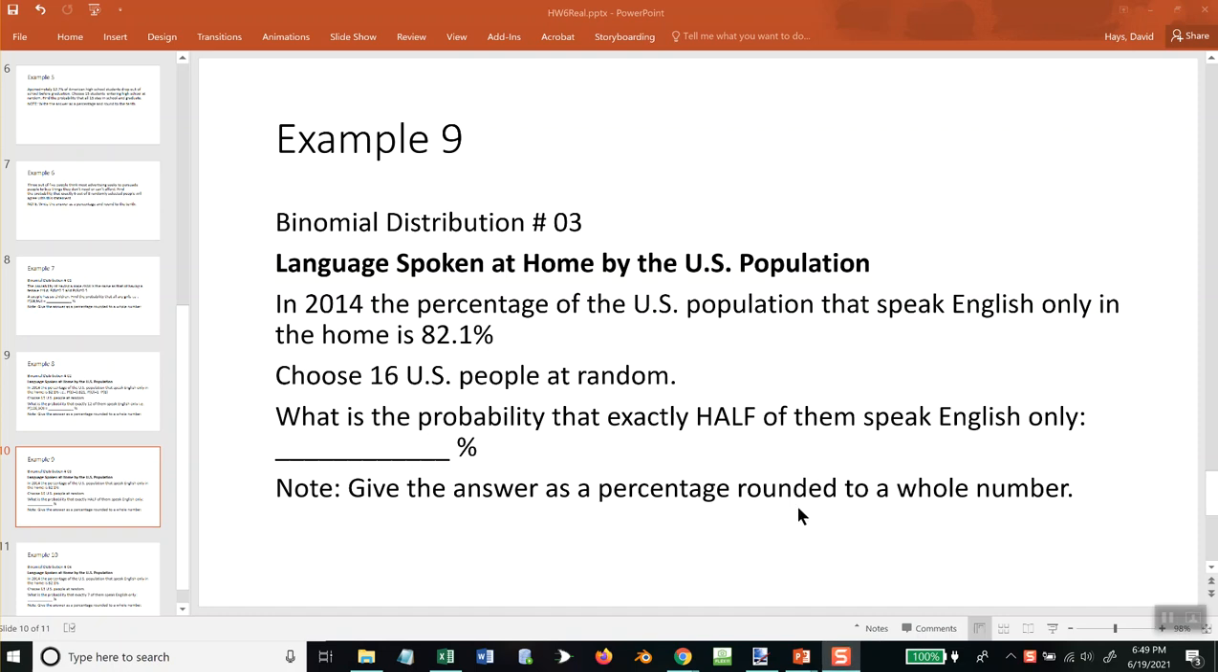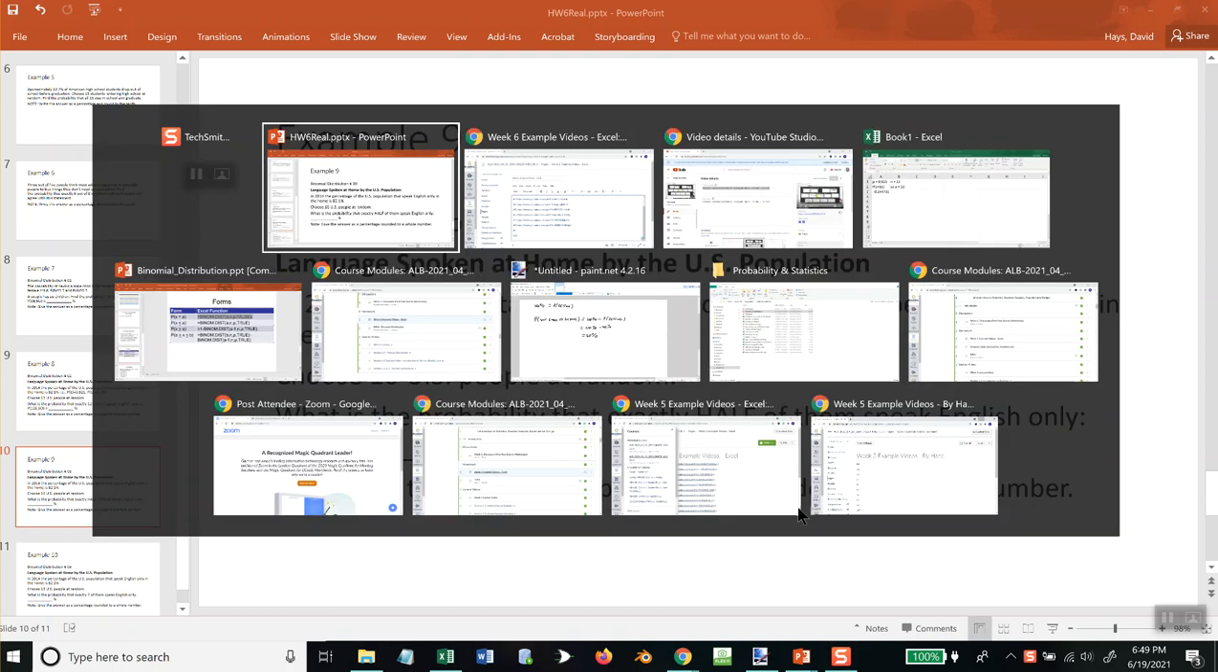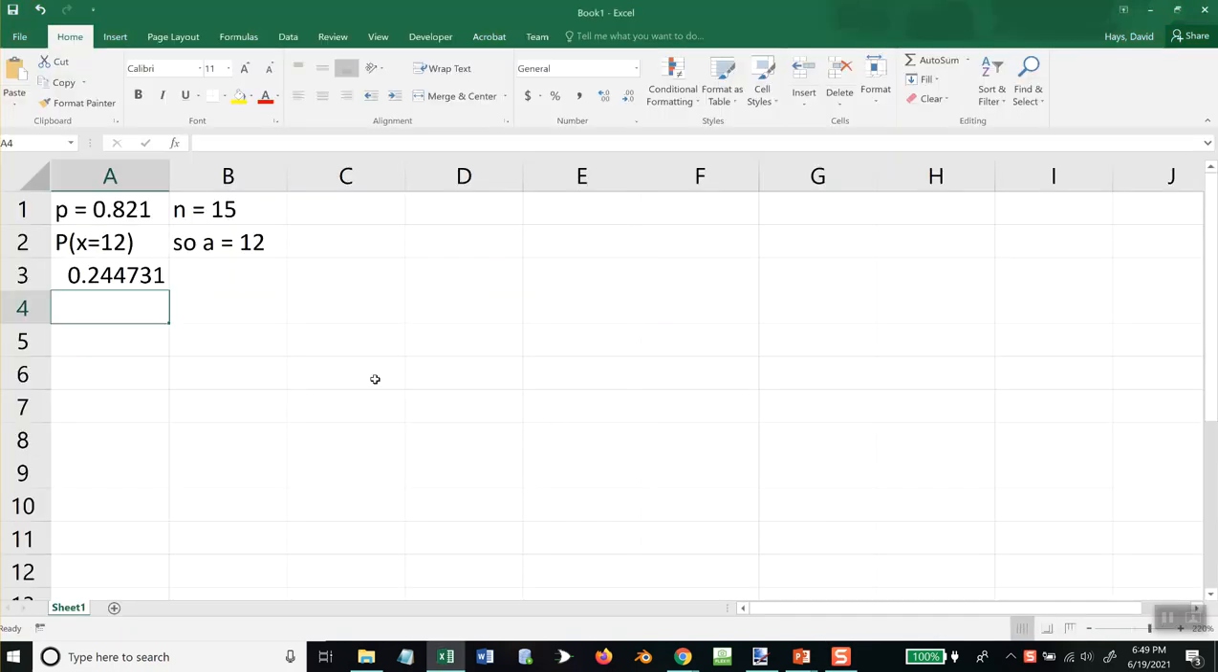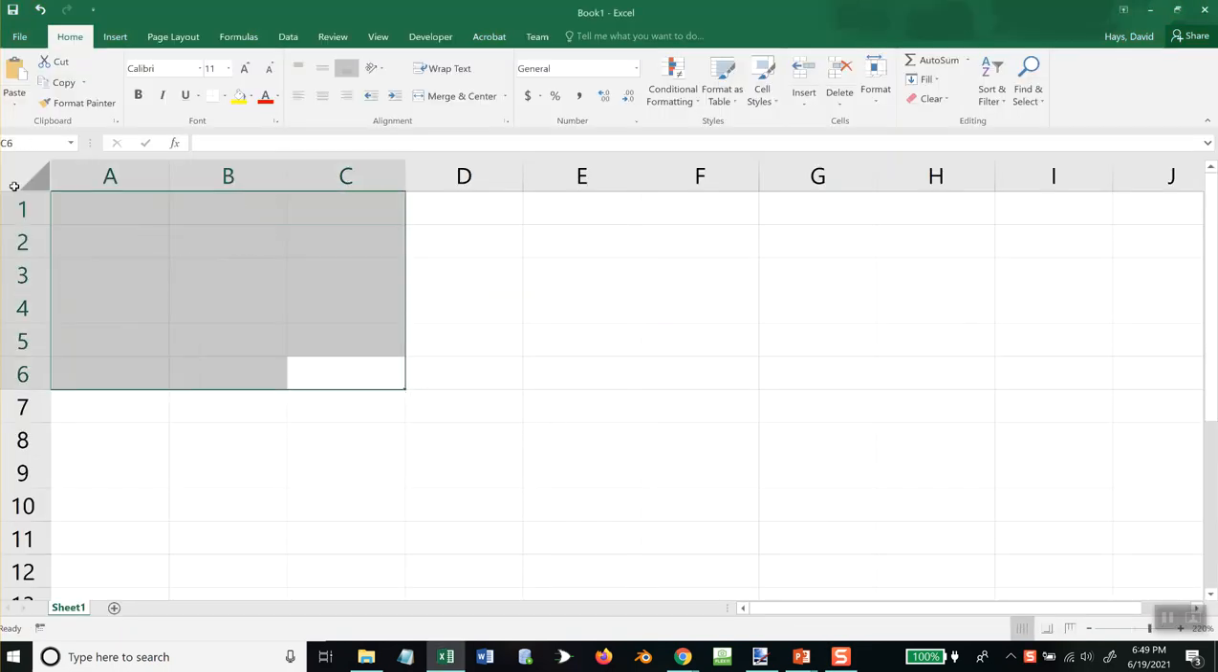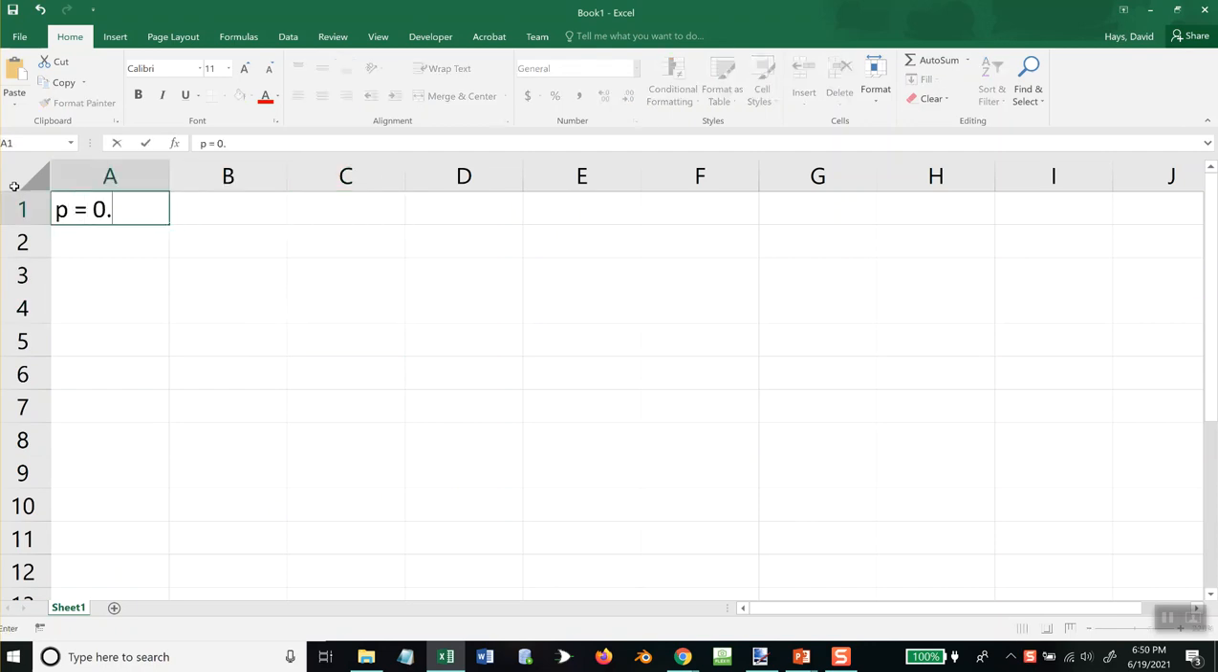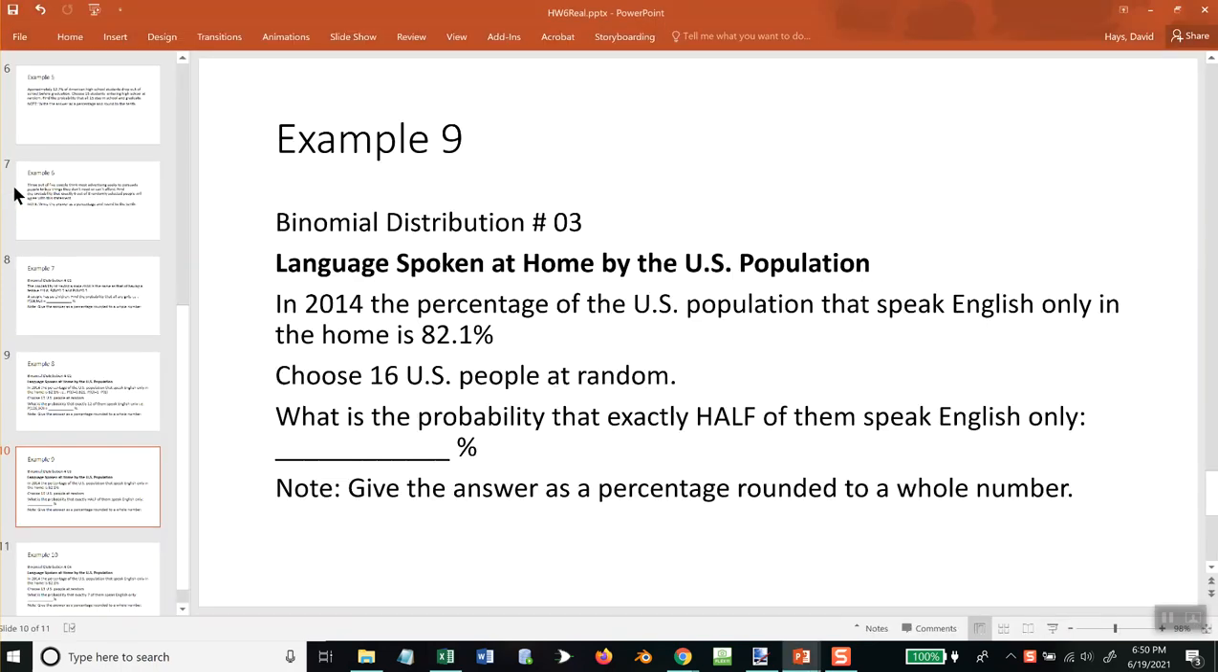Okay, in 2014, the percentage of U.S. population that speak English only at home is 82.1%. So I'm going to double this down. I know it's the same as what I just had there, but p is equal to 0.821. And again, you want a decimal form.